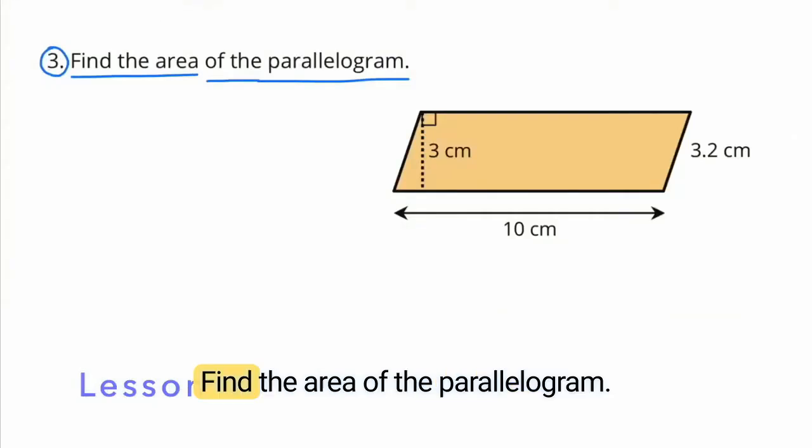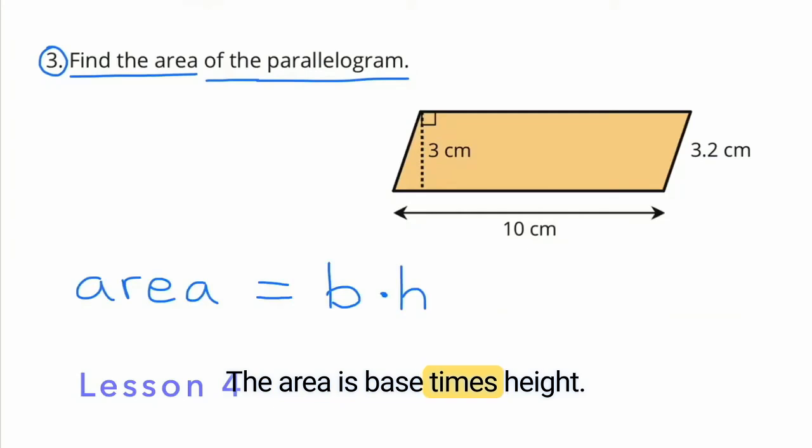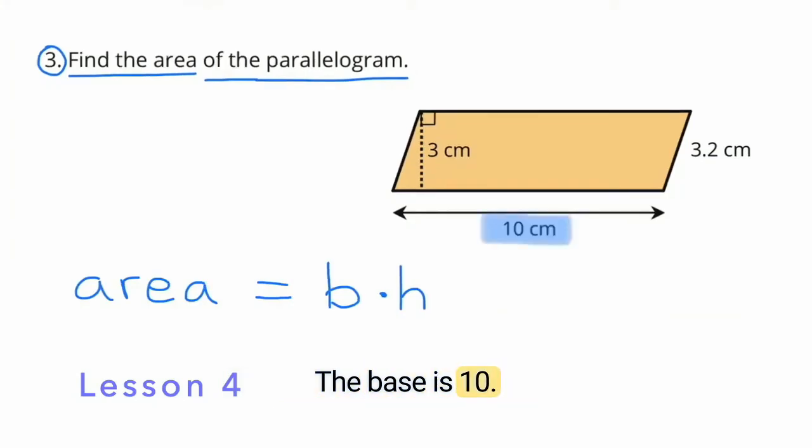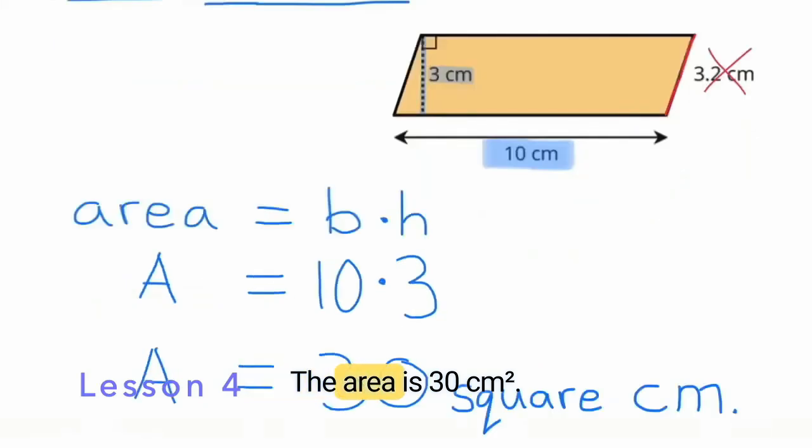Number 3. Find the area of the parallelogram. The area is base times height. The base is 10 centimeters. The height is 3 centimeters. The area would be 10 times 3. The area is 30 square centimeters.